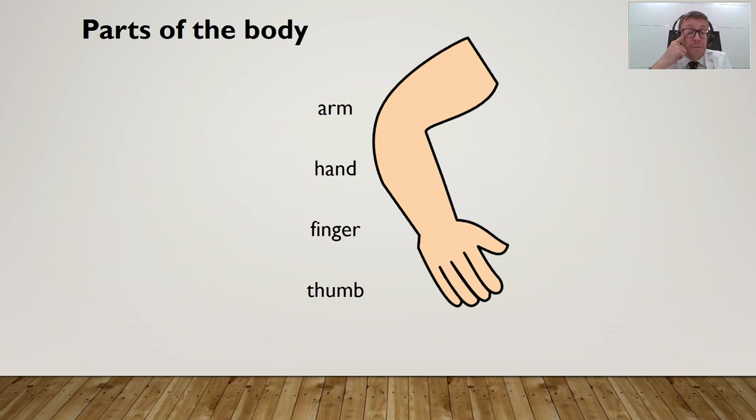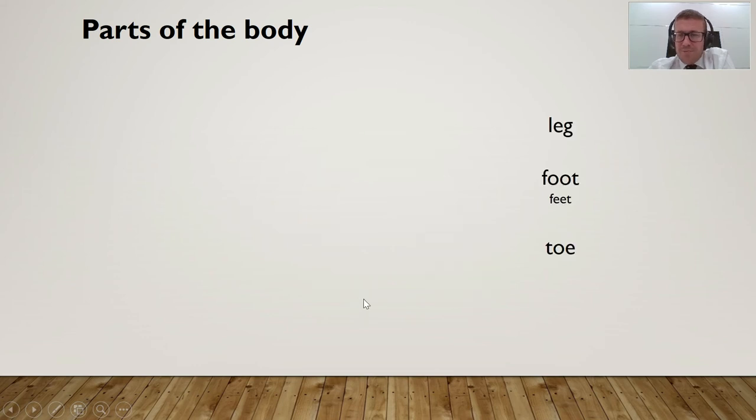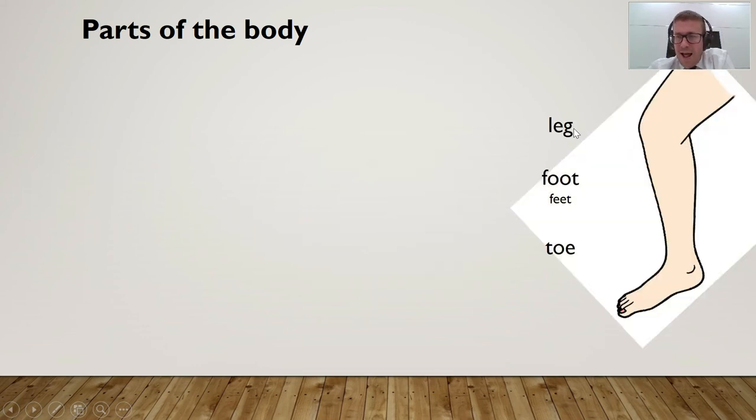For spelling, the difficult one is thumb because there is a B that we do not speak. You don't say thumb-b, you say thumb. So remember to put the B when you're spelling. Next, leg. I can't show you on the camera, but it's the whole thing.